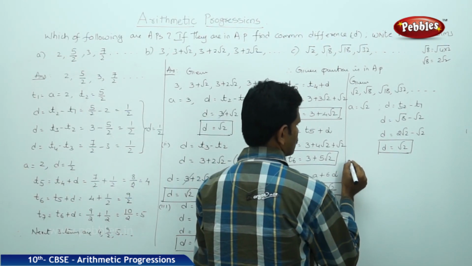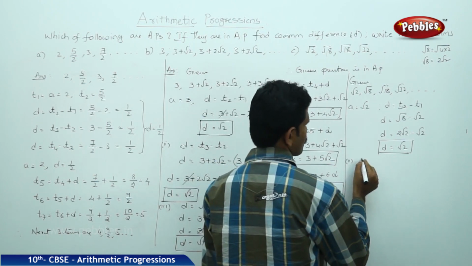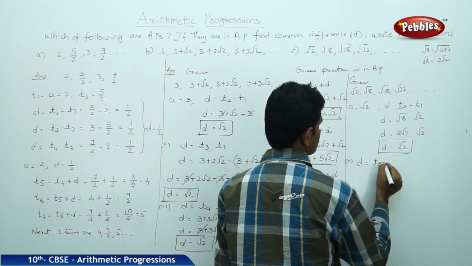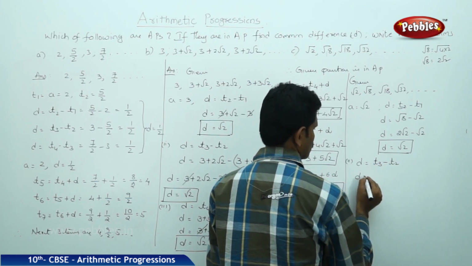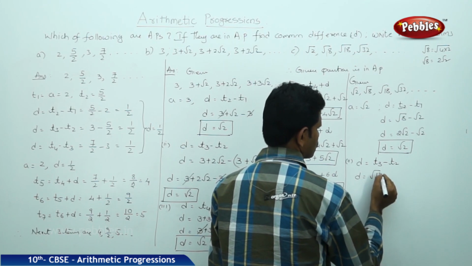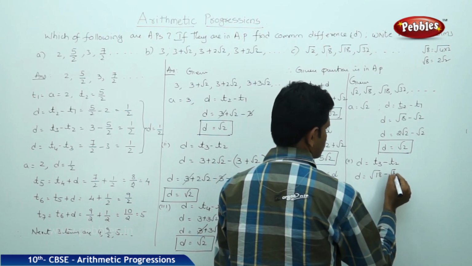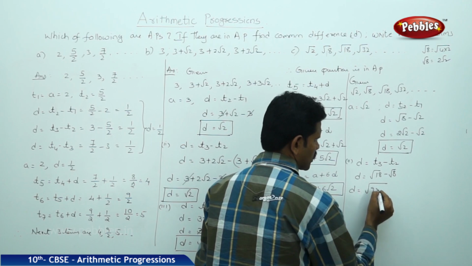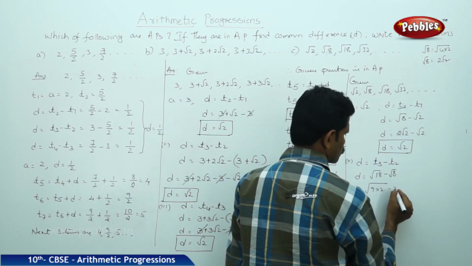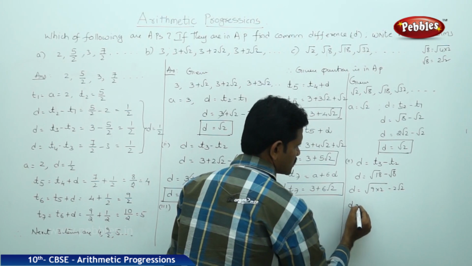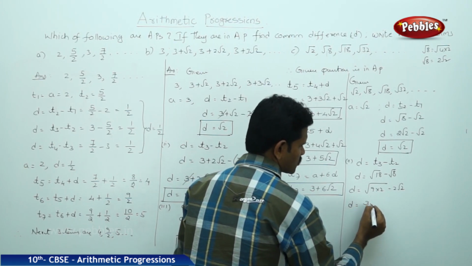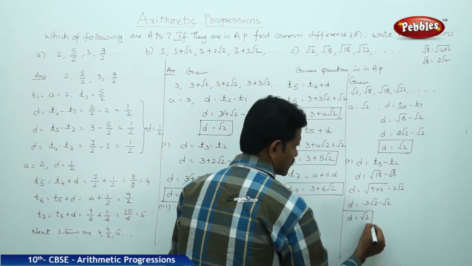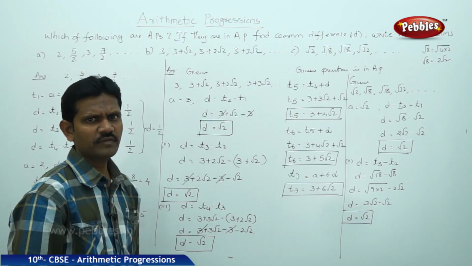Next, second case. D is equal to T3 minus T2. D is equal to T3, root 18, minus root 8. Root 18 can be written as 9 into 2, minus root 8, nothing but 2 root 2. That is D is equal to root 9 can be written as 3, so 3 root 2 minus root 2. D is equal to root 2. Yes, here also it is maintaining the common difference.